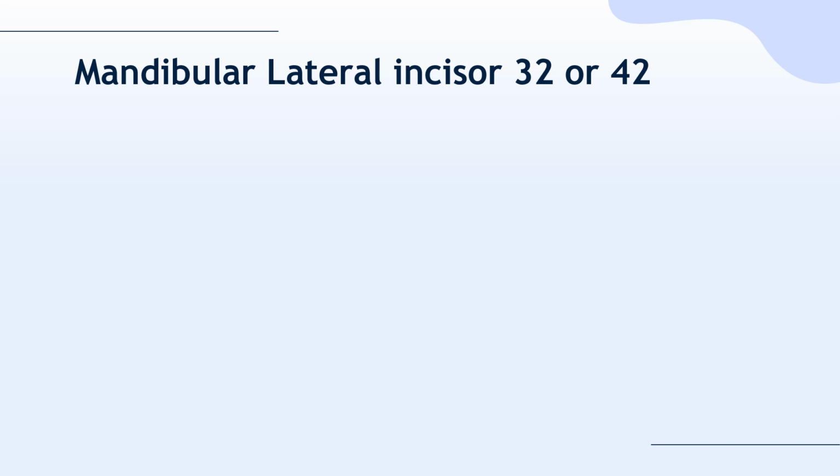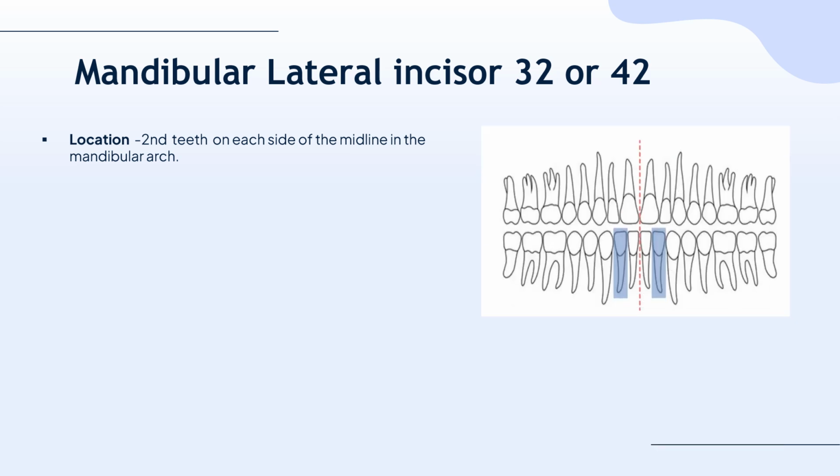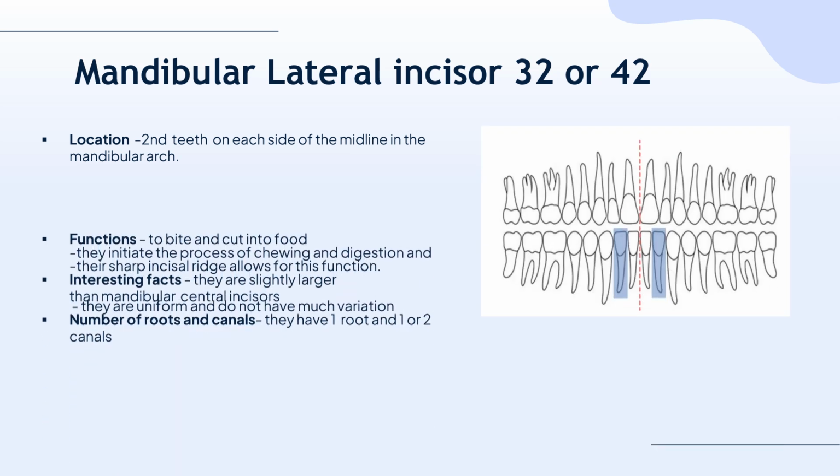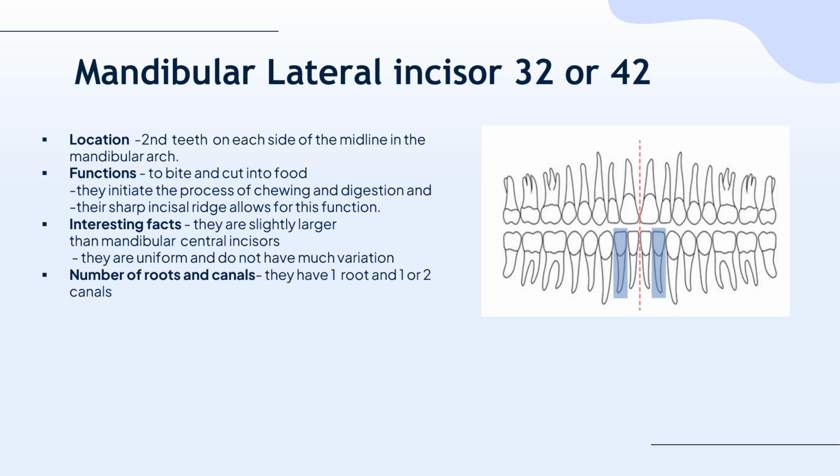So, these are the second teeth on each side of the midline in the mandibular arch, as shown in the diagram. Their function is to cut and bite into food, and by doing this, they initiate the process of chewing and digestion. A characteristic that allows for this function is their sharp incisal edge.